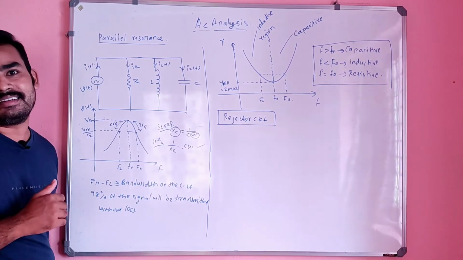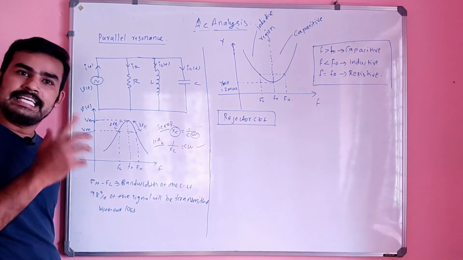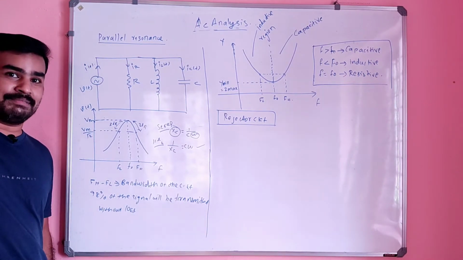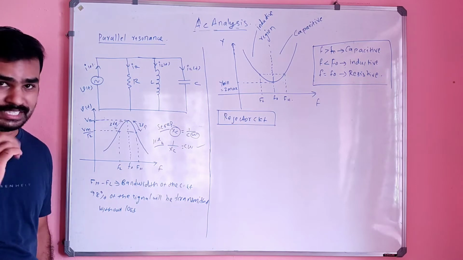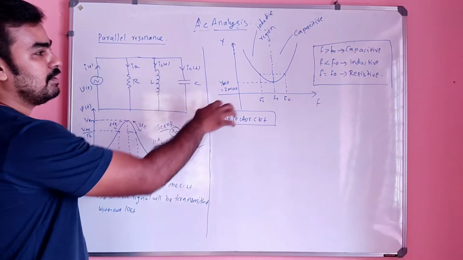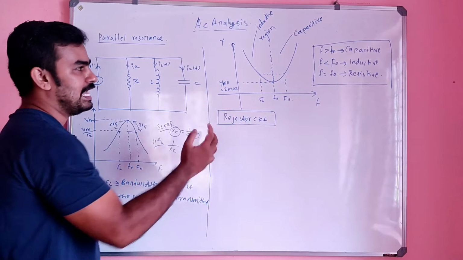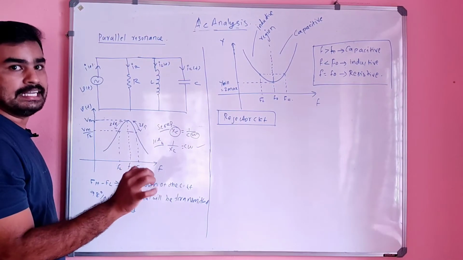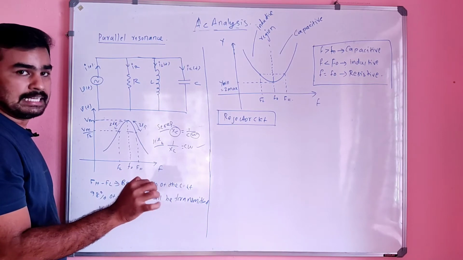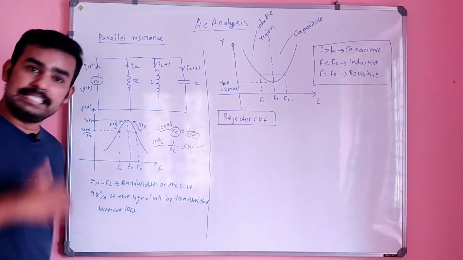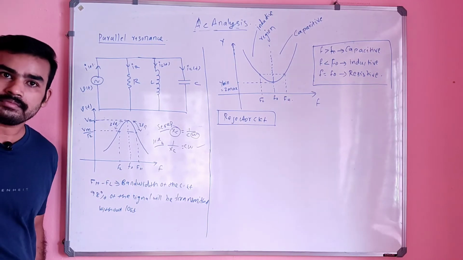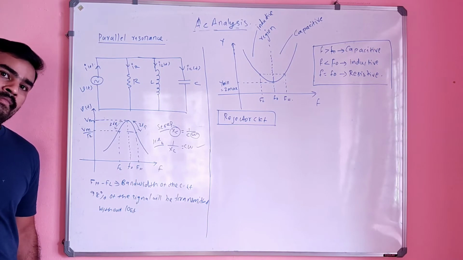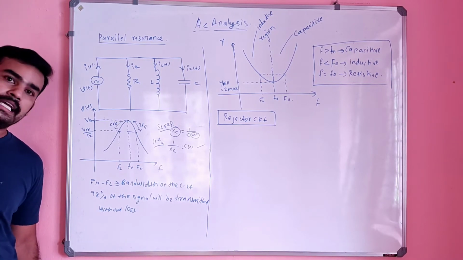But here it is not like that. Y is minimum, I know that. Y minimum means Z maximum because Y is equal to 1 by Z. So Y minimum will be equal to Z max. That means maximum impedance will be offered by this RLC circuit at the resonant condition. So this circuit is called a rejector circuit, not the acceptor circuit. That important thing you have to note all the time.